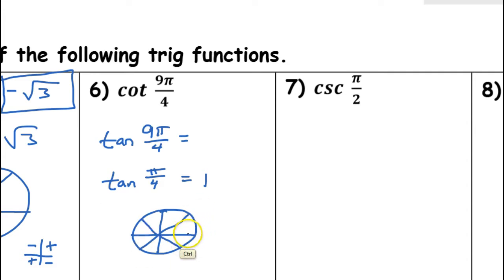Okay, so if I went all the way around, that would be 8 pi over 4. So if I went 9 pi over 4, that would be one more. That would put me in the first quadrant. And in the first quadrant, tangent is positive. So that means this will be positive 1. Now the cotangent should be the reciprocal of this. But the reciprocal of 1 is still 1. So the cotangent is 1.